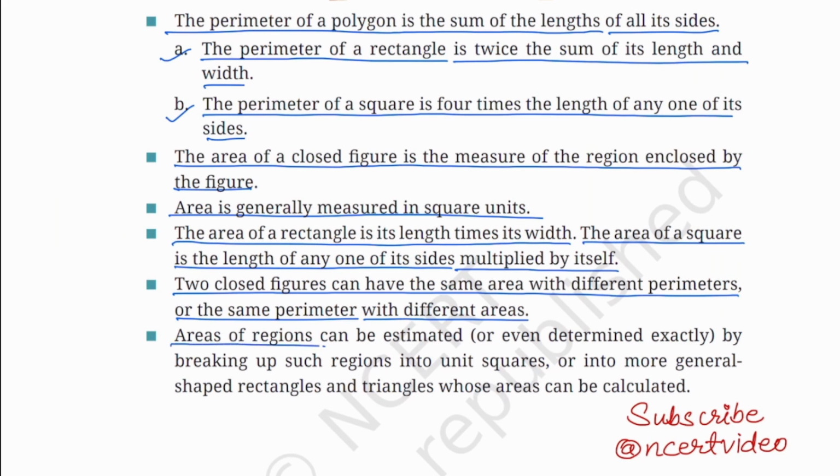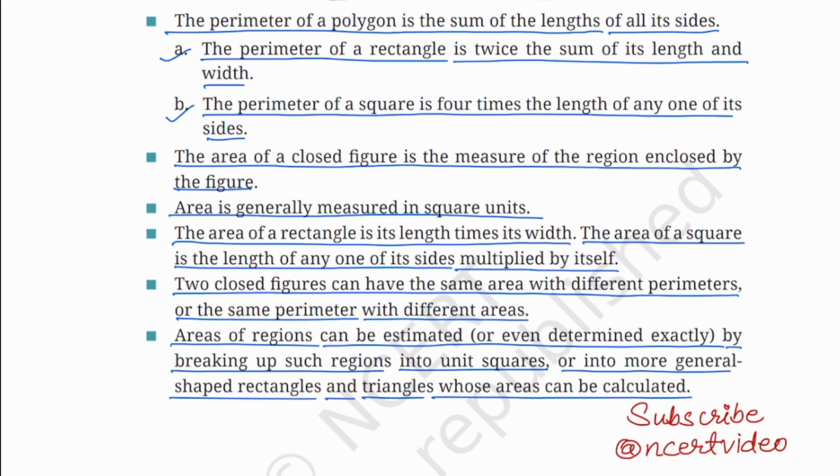Areas of regions can be estimated or even determined exactly by breaking up such regions into unit squares or into more general shaped rectangles and triangles whose areas can be calculated.